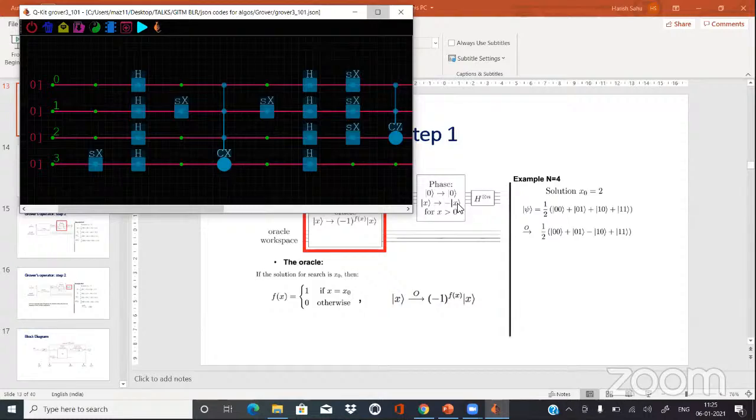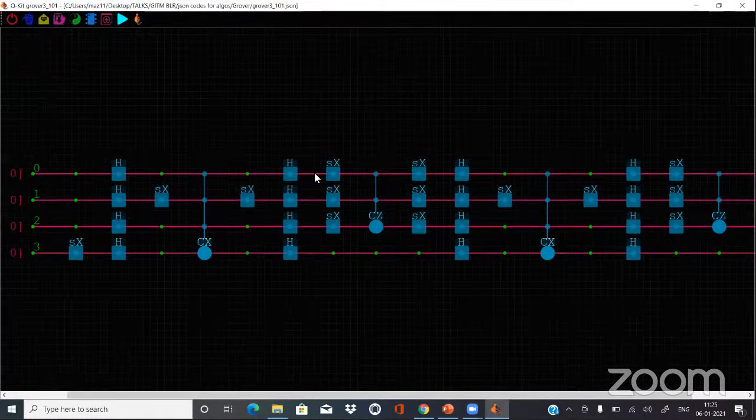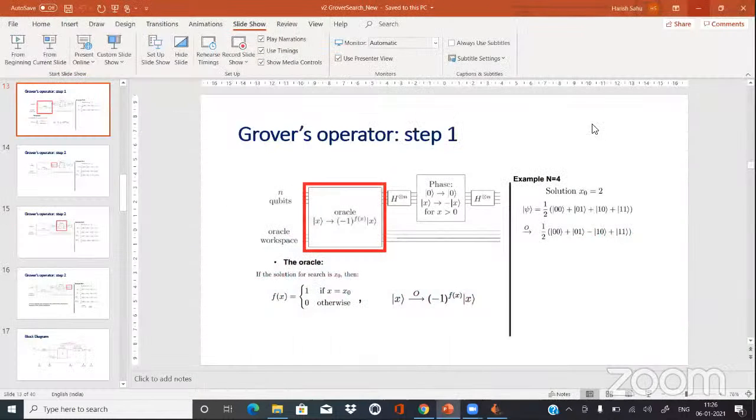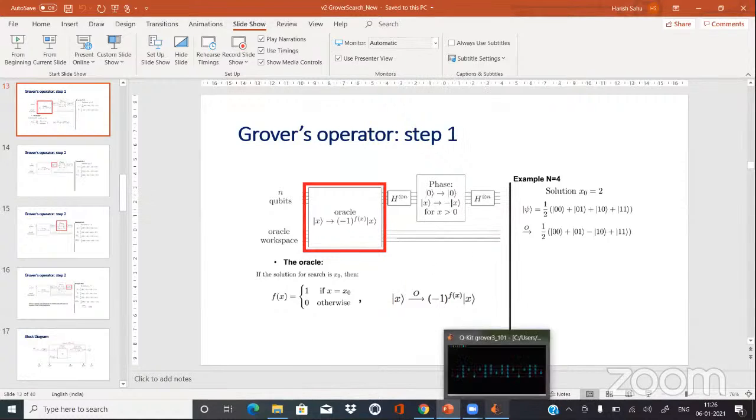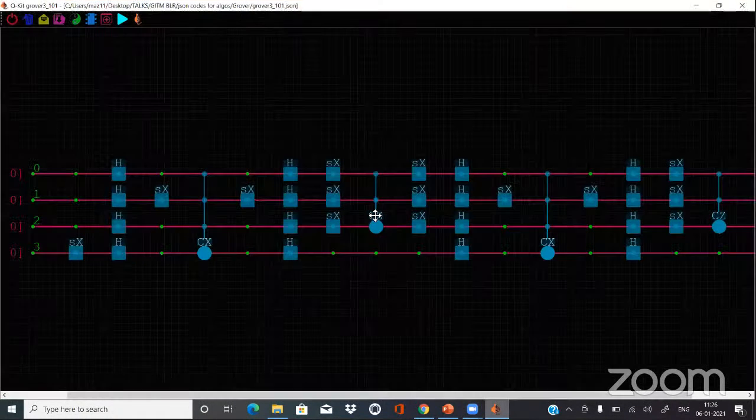Now comes our amplitude increase operator. As you have already seen in the diagram, here you have to apply Hadamard. This is kind of fixed. To implement this, you have to use the control Z, which will do the thing. Now this is the opposite, XOR, X and XOR.